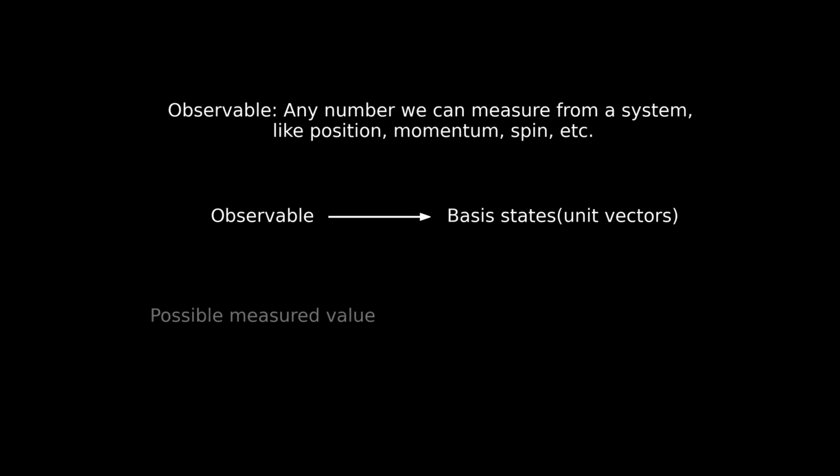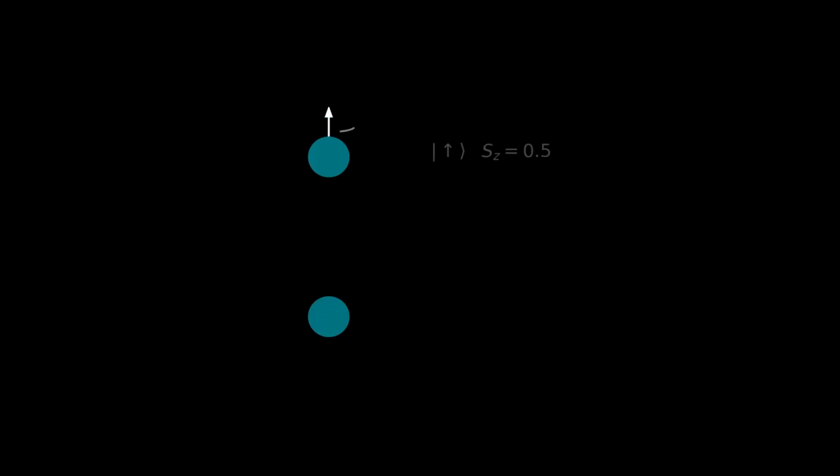The first postulate states that any observable of a quantum system corresponds to a set of orthogonal basis states, which can be represented as unit vectors which are all perpendicular to each other. The postulate also states that each of these unit vectors corresponds to exactly one possible measured value of the observable. In our case, it turns out that there are only two possible values we can measure for the spin in the z direction, either plus 1/2 or minus 1/2, which we'll just call up and down respectively, and we'll represent them with these symbols.